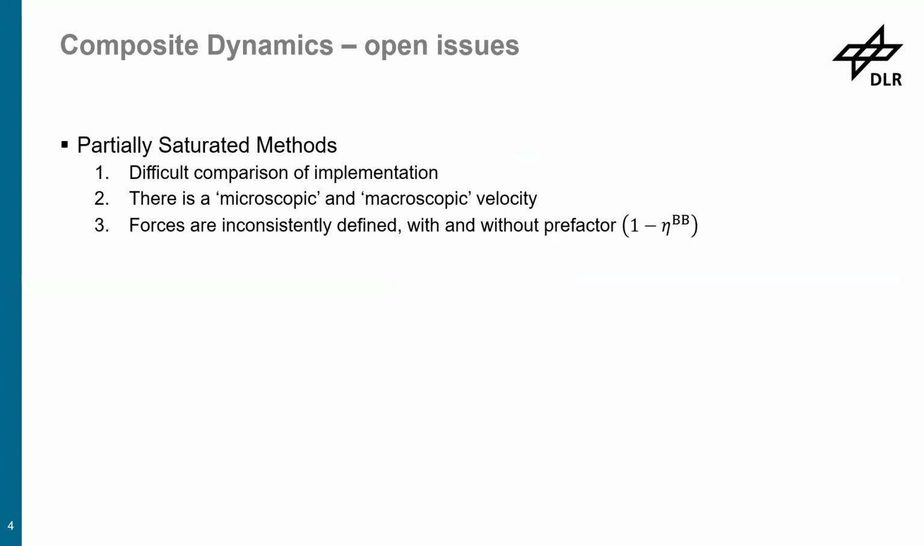There are several open questions or annoyances that I have with these methods. First of all, it is really difficult to compare several of these implementations. They also talk about the microscopic velocity and macroscopic velocity, and use the macroscopic one, for example for Darcy flow. And forces sometimes have a prefactor and sometimes they don't, depending on which forcing scheme is used. So I wanted to know why exactly that is.